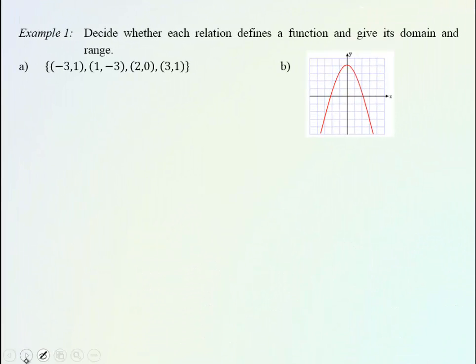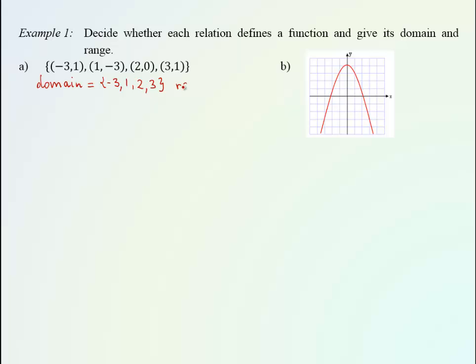Okay, let's try some examples. Decide whether each relation defines a function and give its domain and range. Well, here we have a relation expressed by listing a few ordered pairs of numbers. So remember that the domain of such a relation is equal to the set of first coordinates. So what are the first coordinates? -3, 1, 2, and 3.